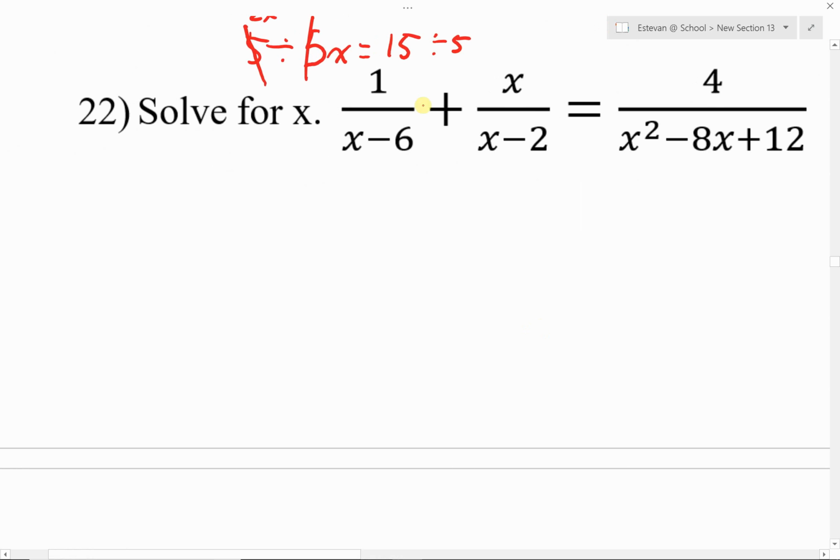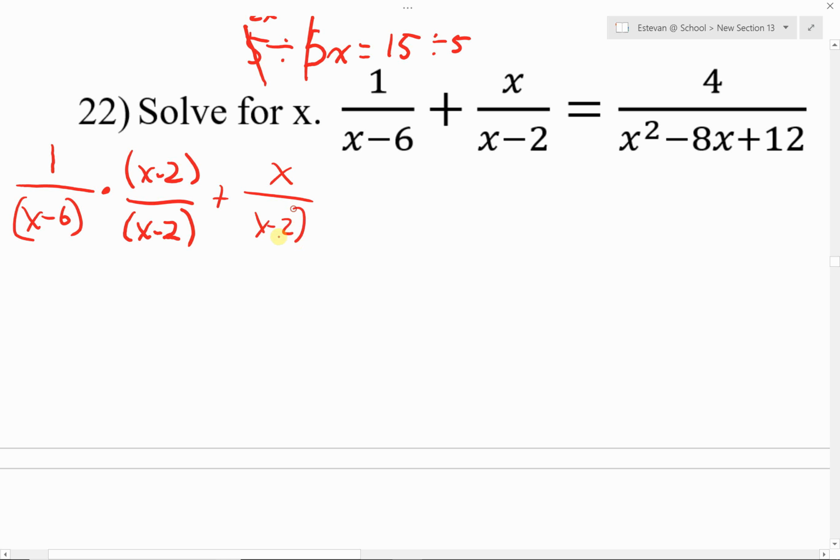First, I'm going to combine these terms together by the first fraction, which is 1 over x minus 6. I'm going to multiply it by x minus 2 over x minus 2, plus x over x minus 2. I'm going to multiply that fraction by x minus 6. That way we could have the same denominators.